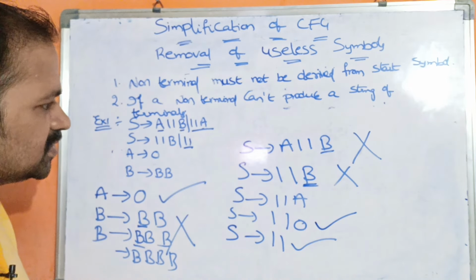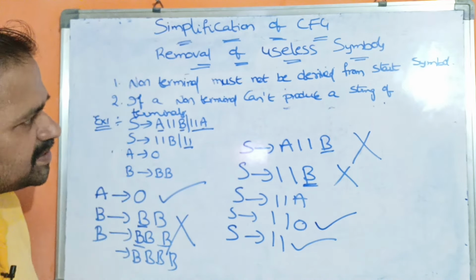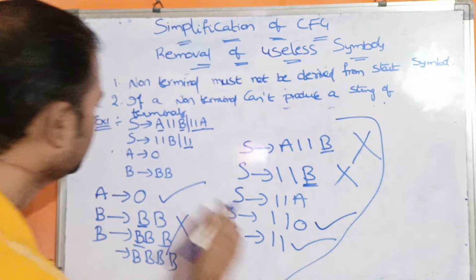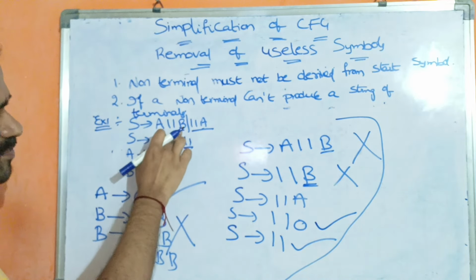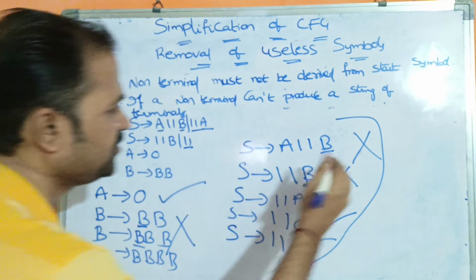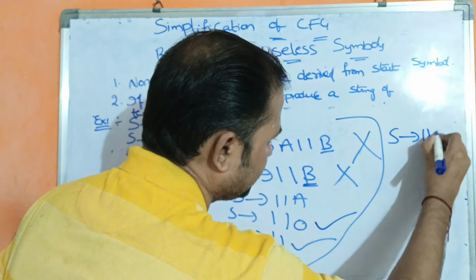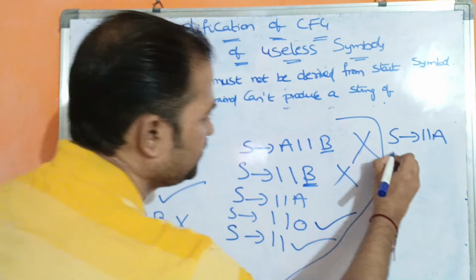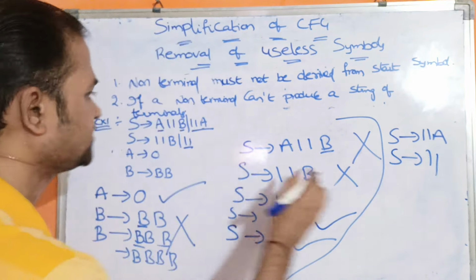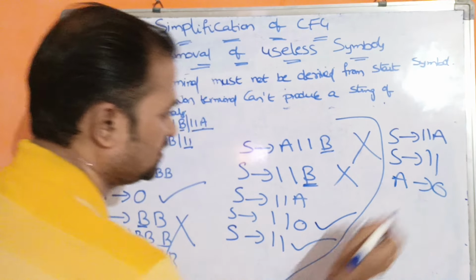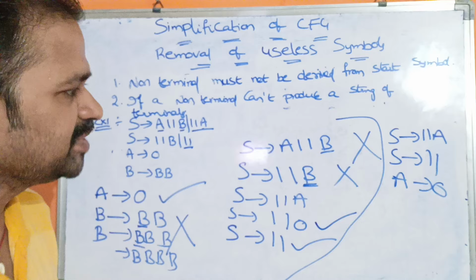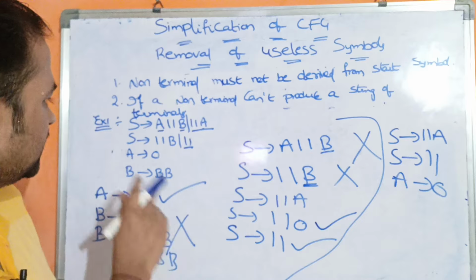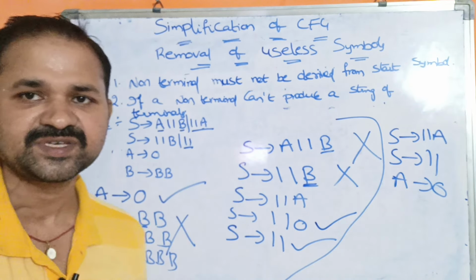So what is the grammar after eliminating useless symbols? The final grammar is here. We have eliminated A11B. Next, S produces 11A. So this is useful only. Next, 11B is useless. S produces 11. Next, A produces 0. So after eliminating useless symbols, the grammar contains these three productions. A produces 0, S produces 11, S produces 11A.